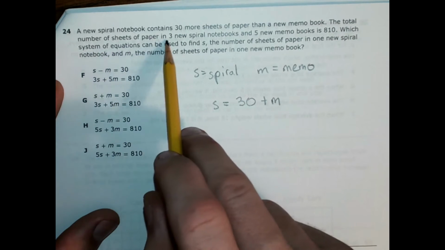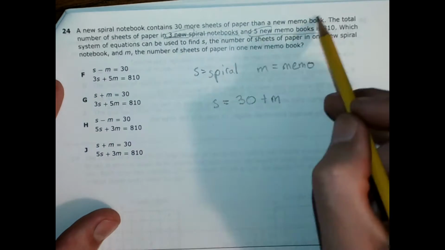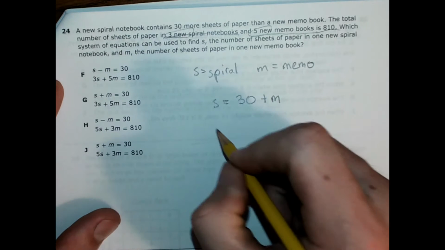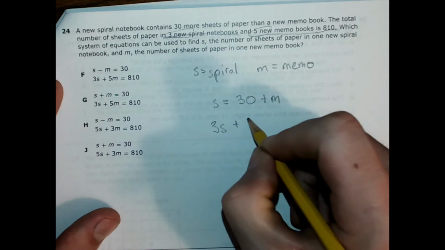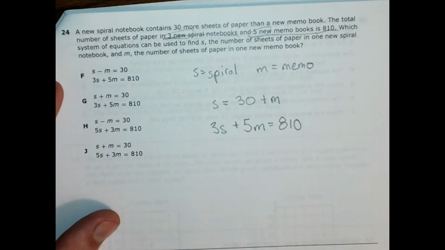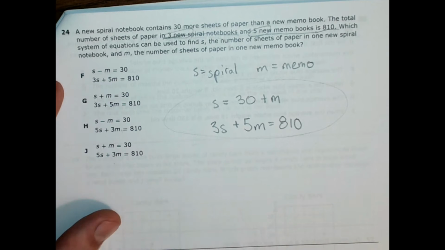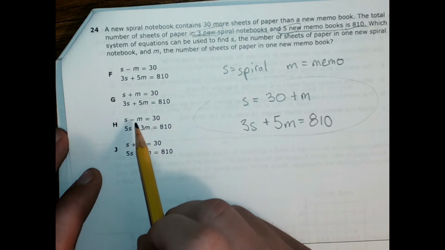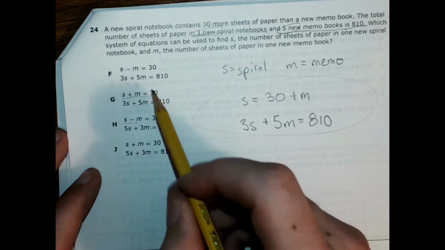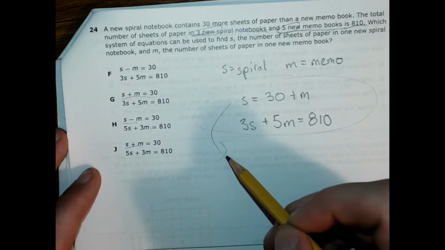The total number of sheets of paper in 3 new spiral notebooks and 5 new memo notebooks is 810. So 3 spiral plus 5 memo equals 810 pages. Now all I've got to do is match the system of equations I wrote to the 4 offered to me in the problem. We can see that the way they've chosen to write their first equation is slightly different than mine. So let's transform this equation.